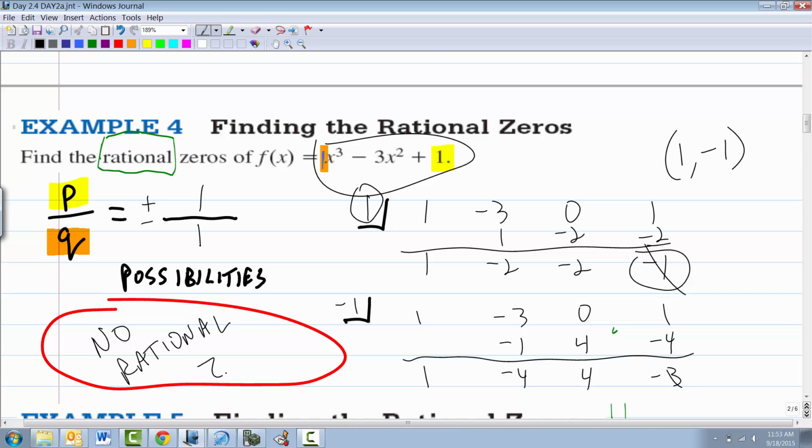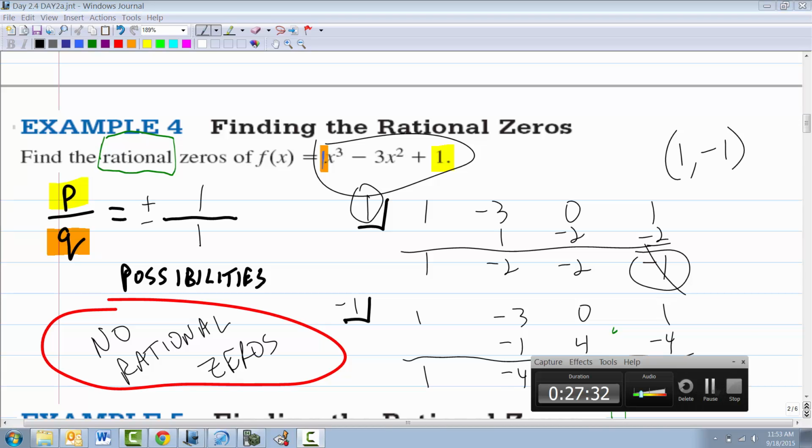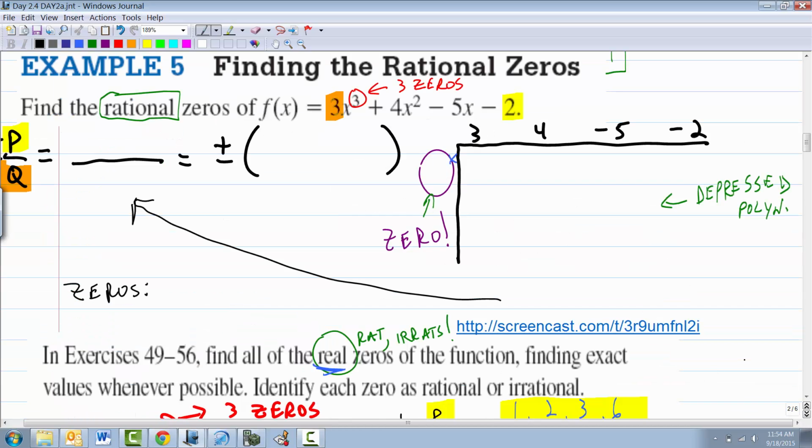So that was a silly one. It says find the rational zeros. There aren't any, because the only possibilities were 1 and negative 1. That's what P over Q. What's P, everybody?